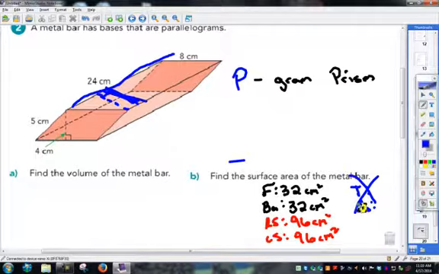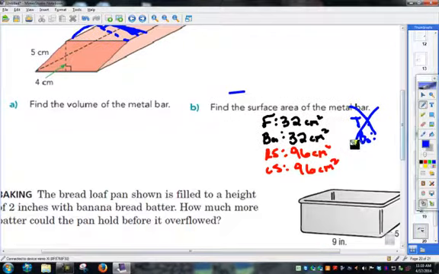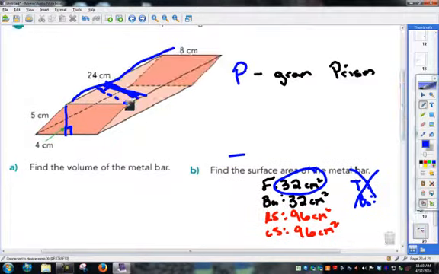Okay, so anyway, you would have gotten this, and then you would have added them all up. Same goes for the volume. You would have found the area of the base, which you could call the front here, which we know is 32, and then we'd multiply it by the distance between the bases, which would be 24. So that'd be your volume.